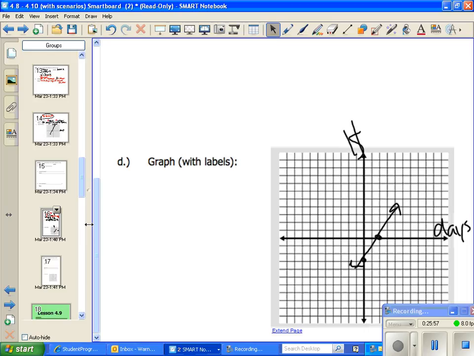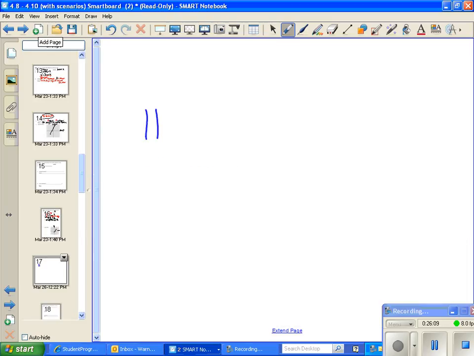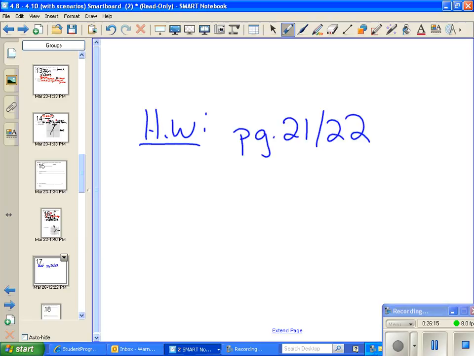Okay, so x-intercepts. 0 goes in for what, guys? Y, and y-intercept, 0 goes in for x. Good. All right, homework, which you can start now. Page 21 and 22. It's the very last page in the green packet. On page 21 and 22, all that you're doing is you're just finding x and y intercepts. So every answer will have 2 ordered pairs. Okay, you can go ahead and get started.